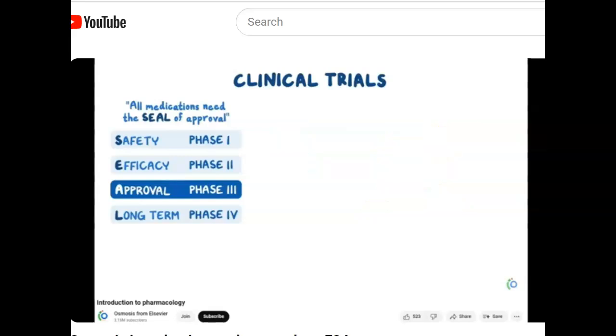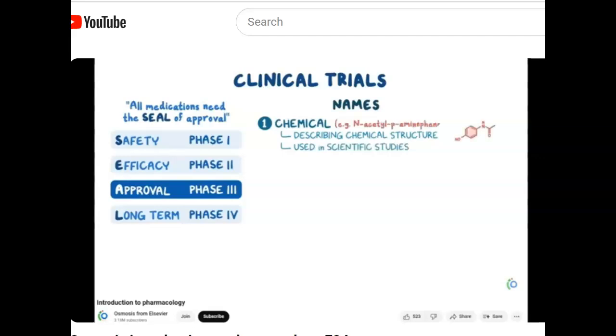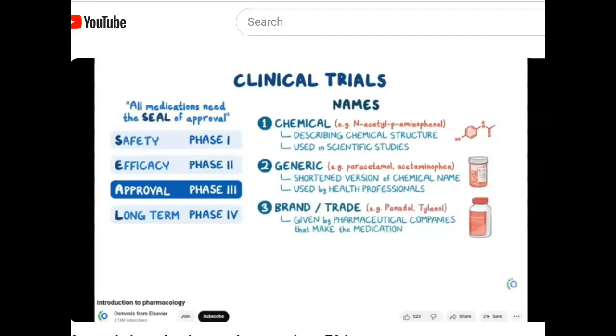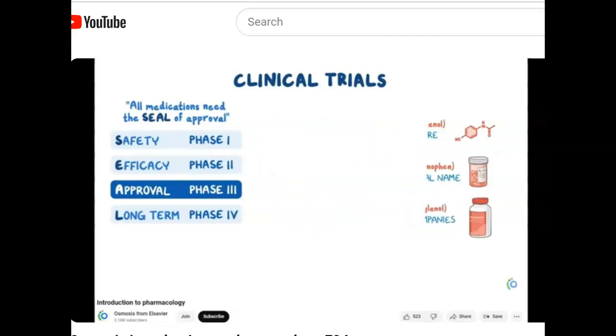Now, that new medication will have at least 3 names. A chemical one, describing its chemical structure and used mostly in scientific studies, like N-acetyl-p-aminophenol. A generic name, which is usually a shortened version of the chemical name and is mostly used by health professionals, such as paracetamol or acetaminophen. And 1 or more brand or trade names, given by the pharmaceutical companies that make the medication, such as Panadol or Tylenol. Okay. But the journey of drug development hasn't finished quite yet.